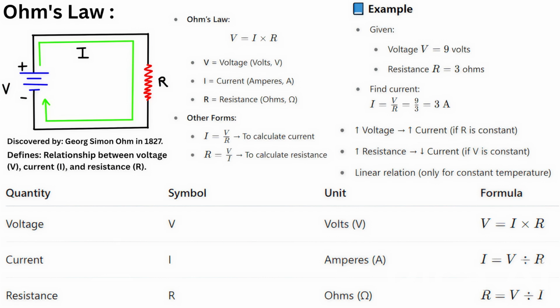However, there's a very important condition. This simple relationship works perfectly only when the temperature is constant. This is because the resistance of most materials can change if they get hotter or colder.